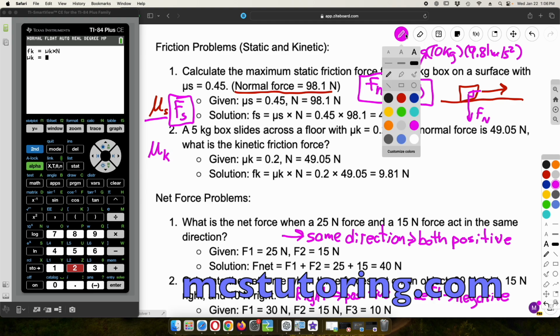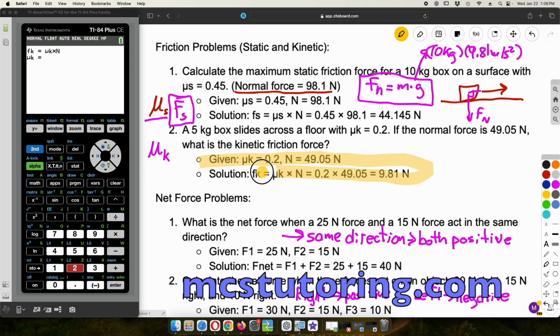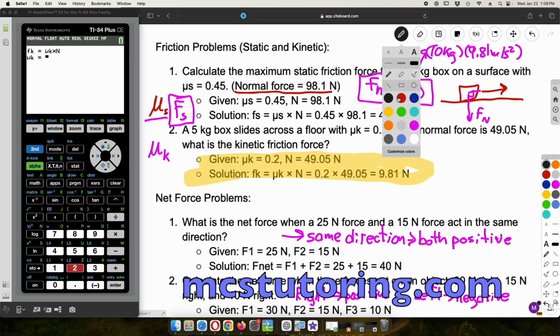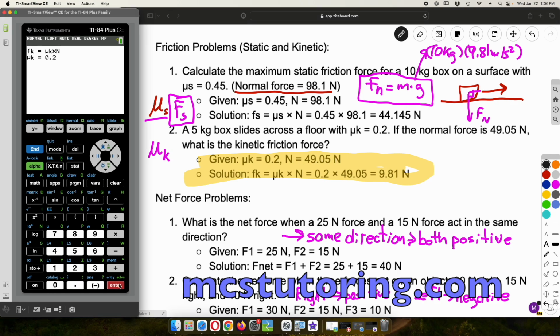Like, for instance, I'll highlight what you'd want to write down. It just kind of helps you organize your thinking, organize your approach to the problem. Is that we have mu sub K is 0.2, and N, capital N, is usually the normal force. It's 49.05 newtons. So mu sub K, 0.2 for that one. And then the normal force is 49.05. Again, I'm not using units.